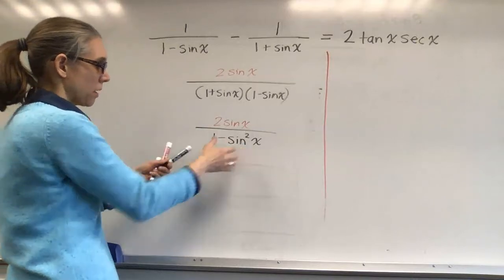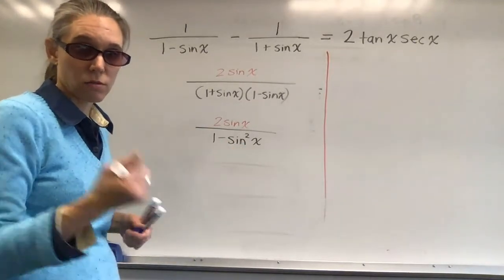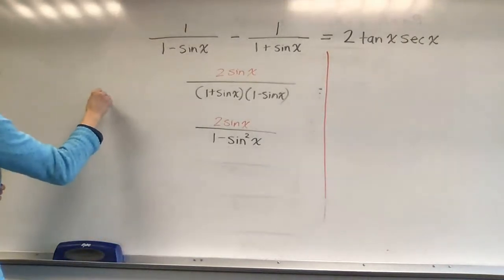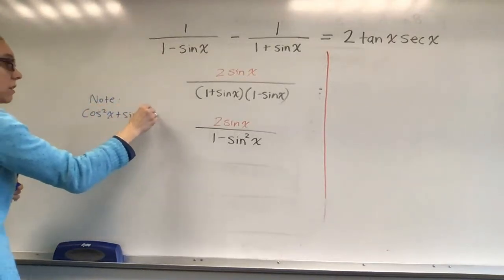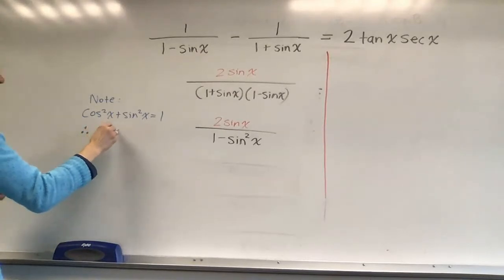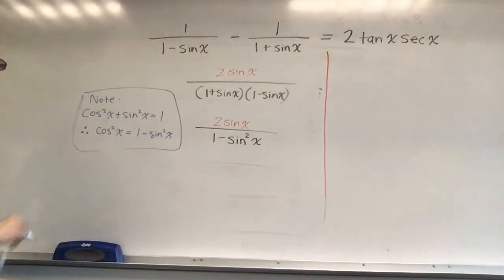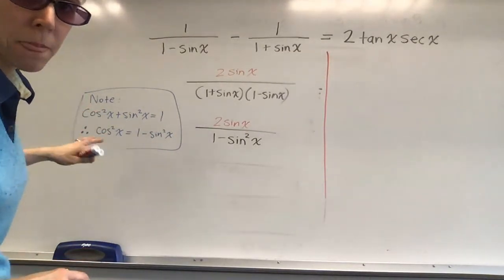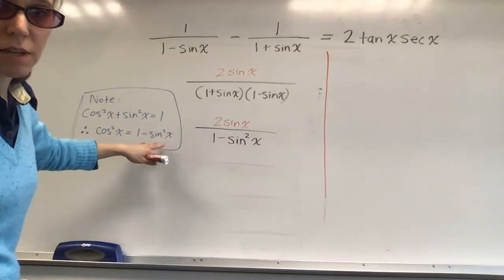Next, we replace 1 minus sine squared x using one of the variants of the Pythagorean identity. So note that cosine squared x plus sine squared x is equal to 1. Therefore, cosine squared x is equal to 1 minus sine squared x. You can do this sort of note yourself as part of the proof, but I also just accept that you can replace cosine squared x at any time with 1 minus sine squared x or vice versa.